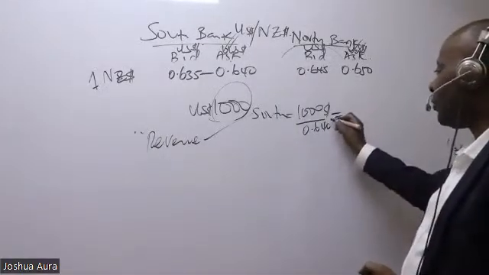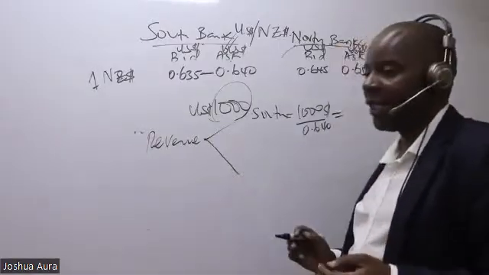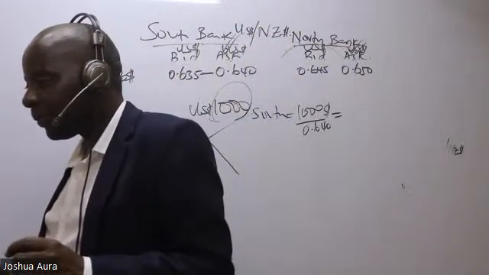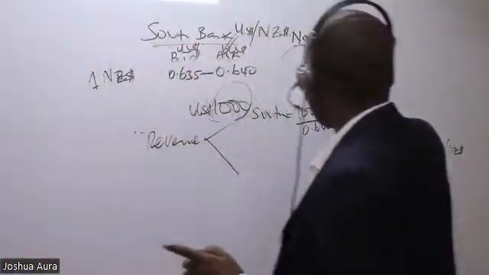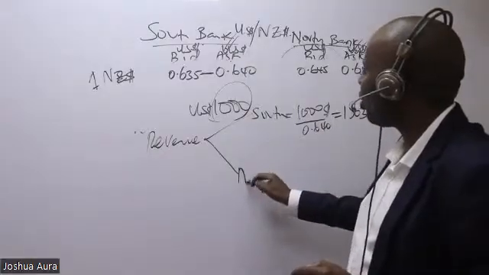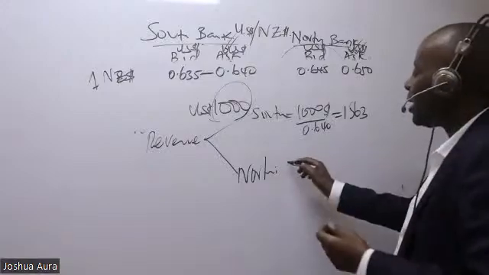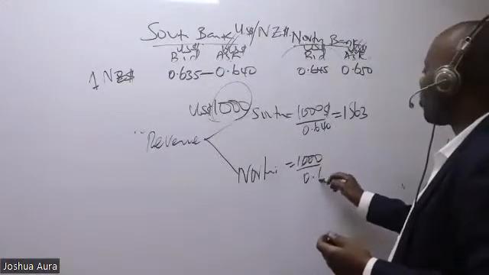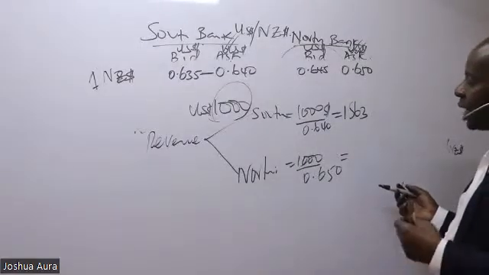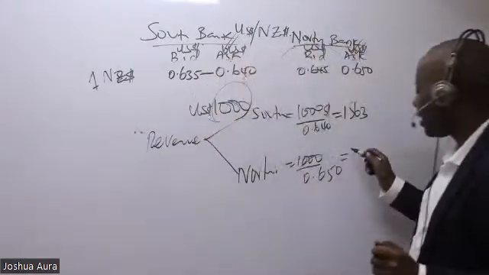Can somebody remind me this figure? If we buy from the South, how much are we getting? 1563. Great. If we go to North, and in this case here, we are selling ourselves to North Bank, then in this case here, we get 1,000 divided by 0.650 like that, which is giving us how much here, somebody? Which is giving us 1538.